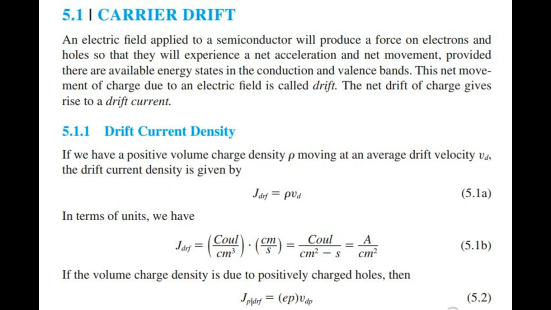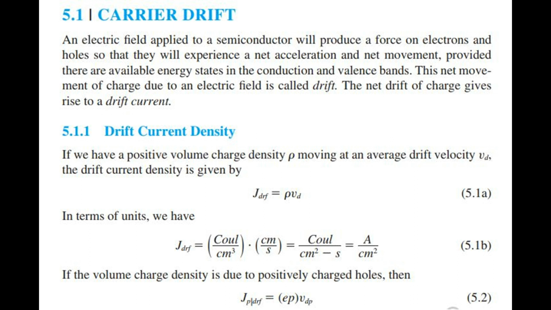Carrier drift. An electric field applied to a semiconductor will produce a force on electrons and holes so that they will experience a net acceleration and net movement, provided there are available energy states in the conduction and valence bands. This net movement of charge due to an electric field is called drift. The net drift of charge gives rise to a drift current.